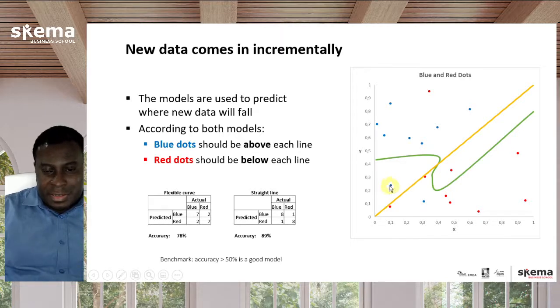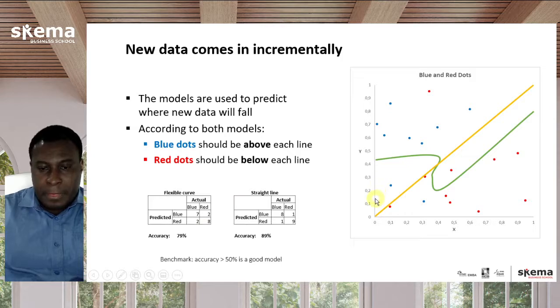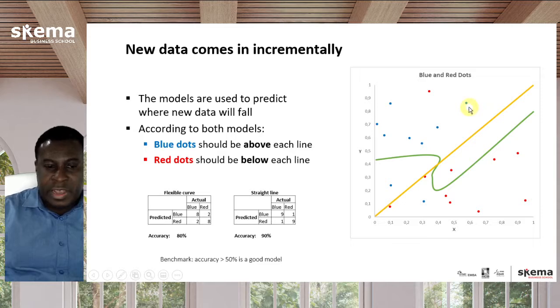Okay, and here's another one in between. So as a blue, above the line, this is below the flexible curve. So that means that the flexible curve predicted that as a red, but actually it's a blue. So that's another error for the flexible curve. But for the straight line, it was correctly predicted as blue above the line. And then there's another correct prediction for both. And then the last, a blue that's above the line for both.